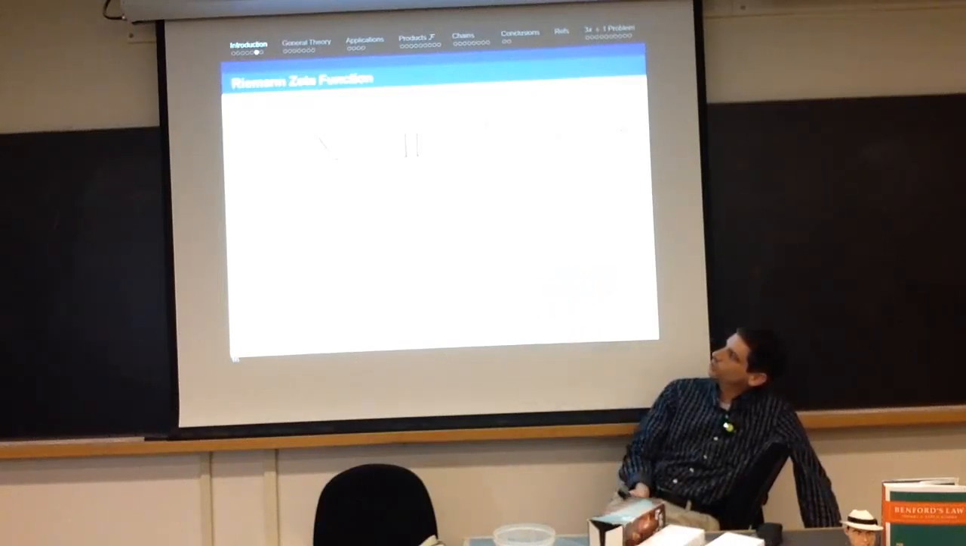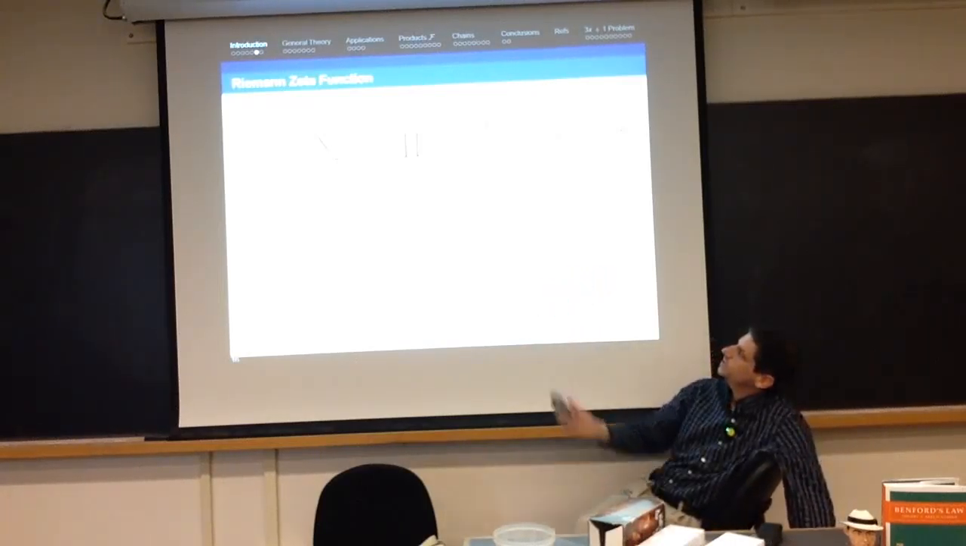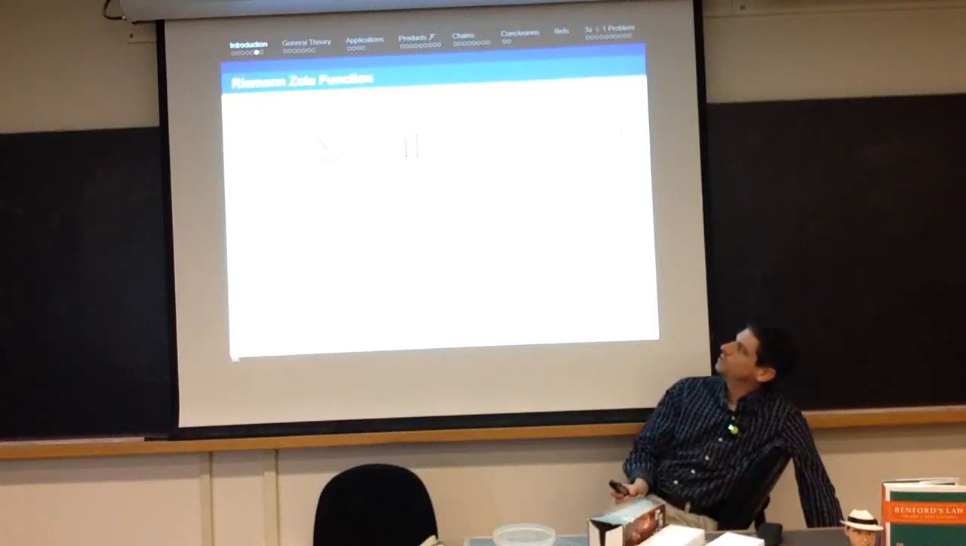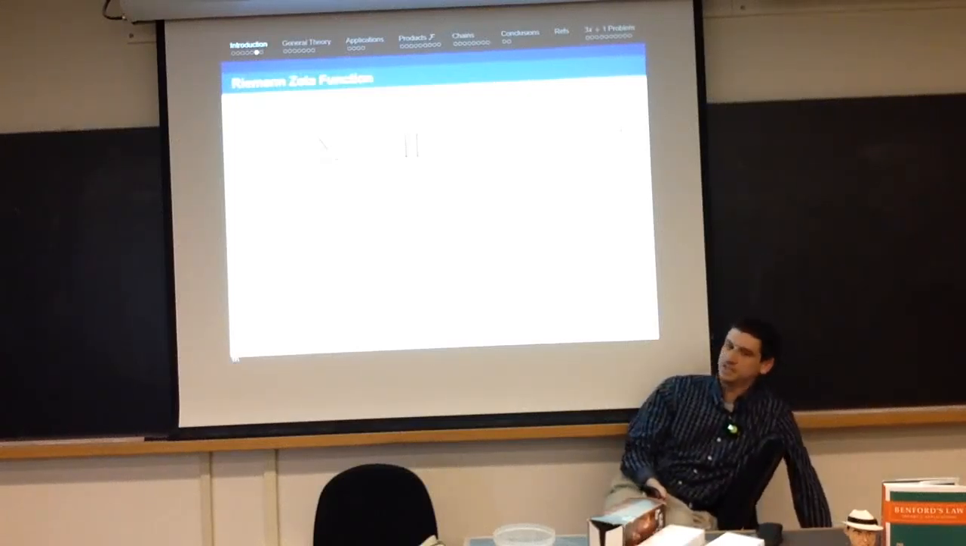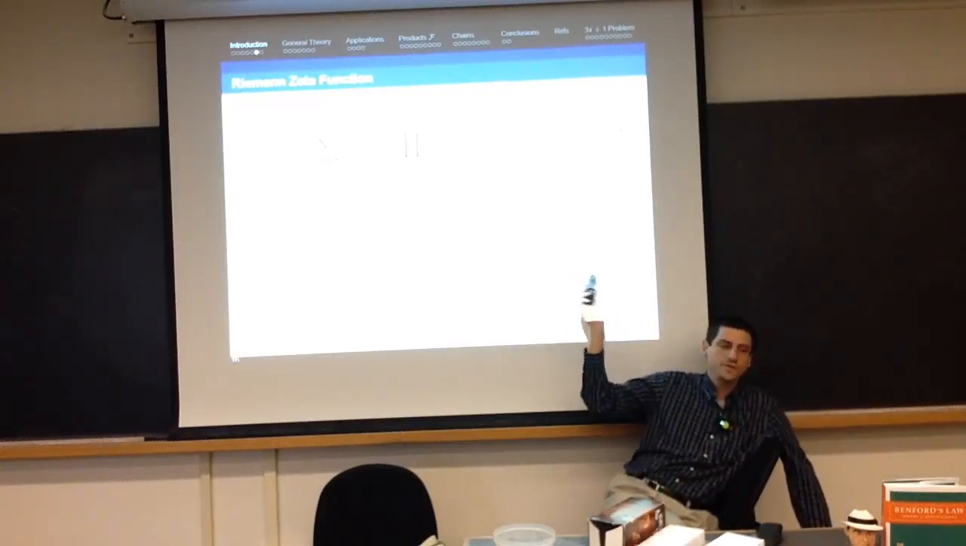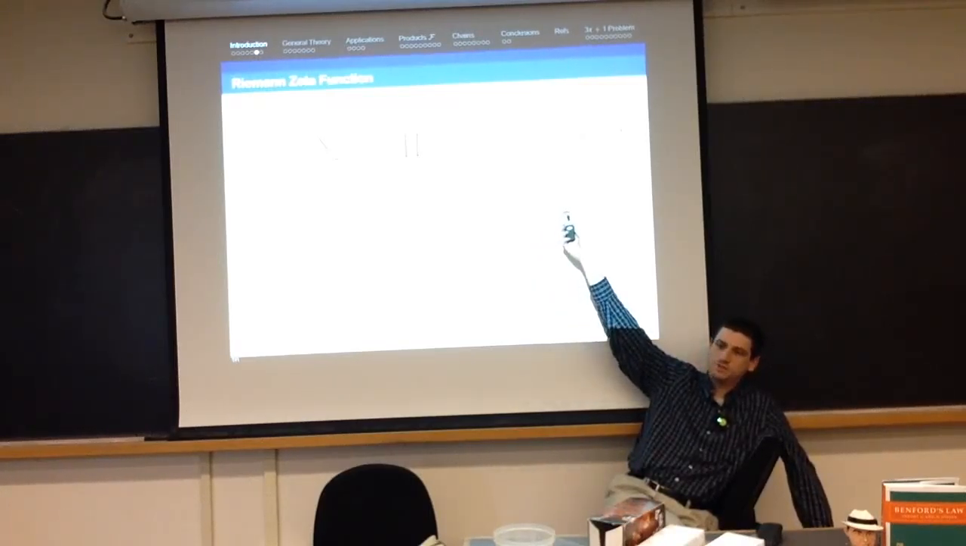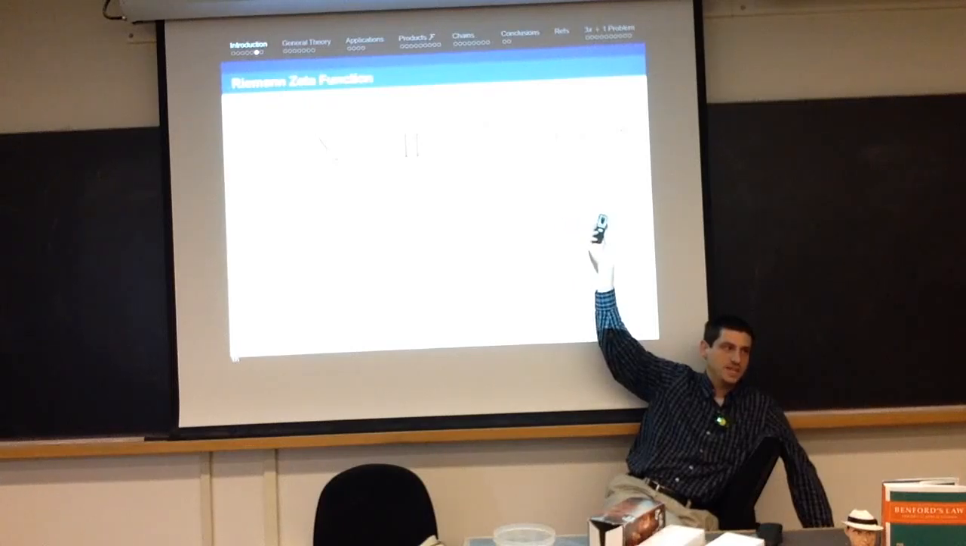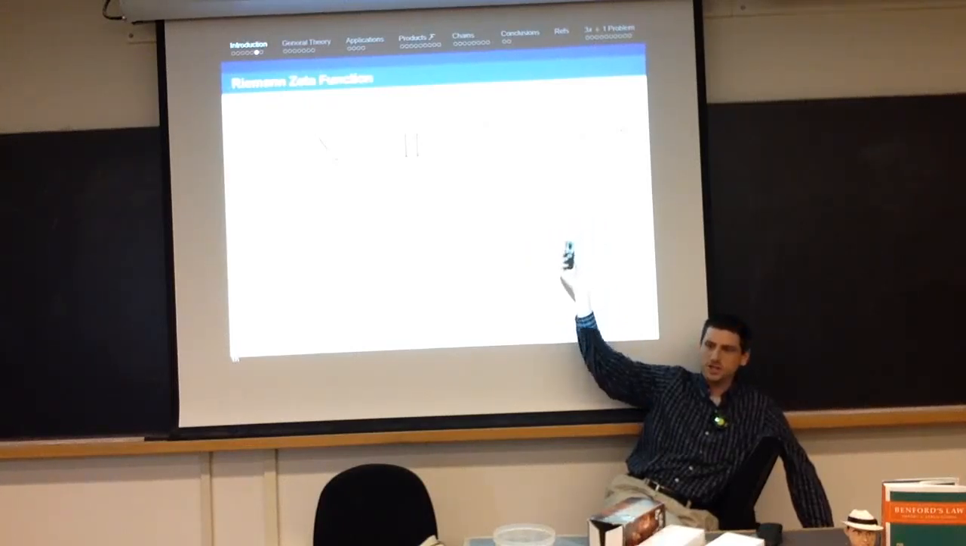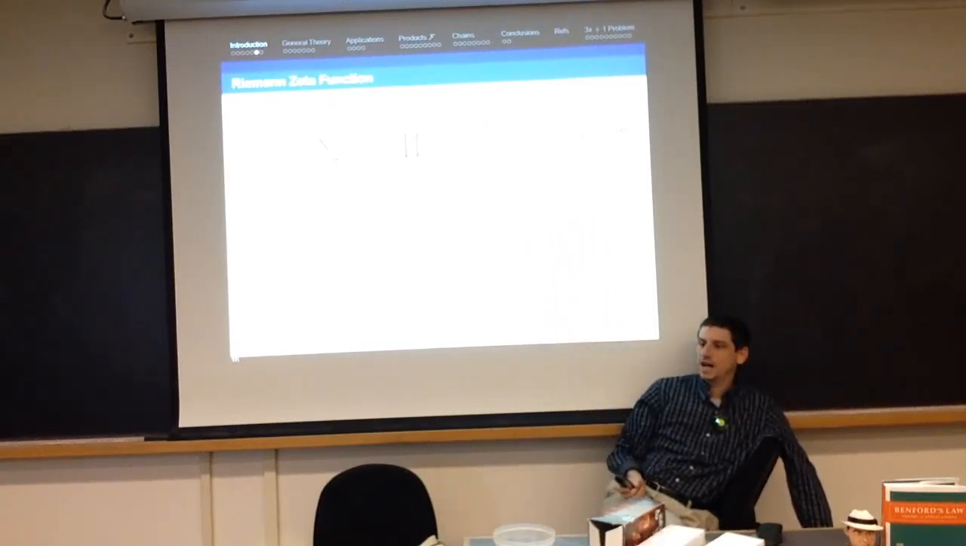It's defined as the sum of 1 over n to the s, n goes from 1 to infinity. It's the same as the product over all primes of (1 minus 1 over p to the s) inverse. One way to prove this, when the real part of s is greater than 1, is to use the geometric series formula to expand the right-hand side, and then you multiply everything out, and you use unique factorization. Every number can be written uniquely as a product of prime powers.